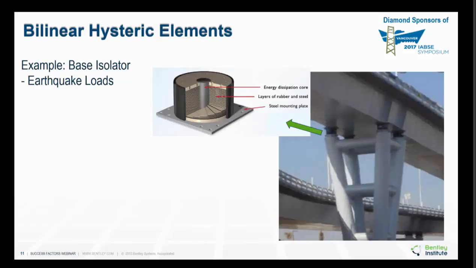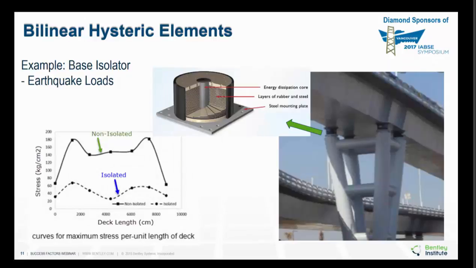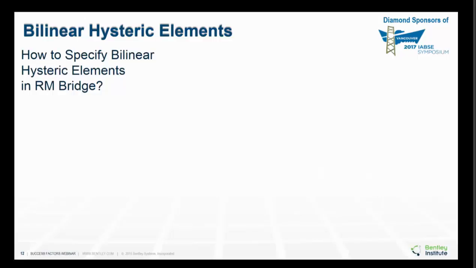One of the examples that we can model in the bridge and model the elements with these hysteretic elements is the base isolator for the earthquake, under the earthquake loads. And this base isolator, as you know, can absorb lots of energy, and significantly reduce the stresses in the bridge deck. For example, in the figure on the bottom left-hand side, you see the effect of the base isolator. Now let's look at how is the implementation of bilinear hysteretic elements in the RM bridge.